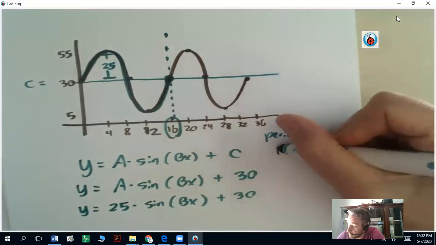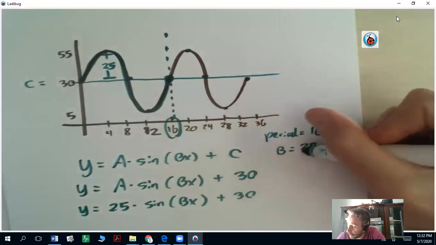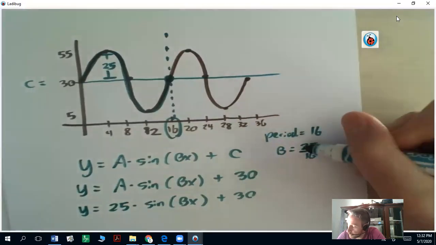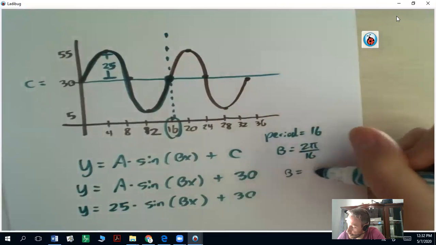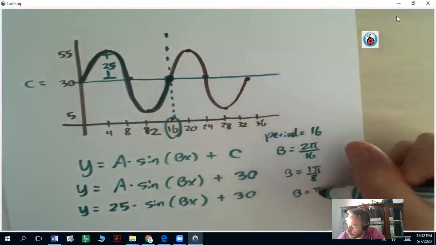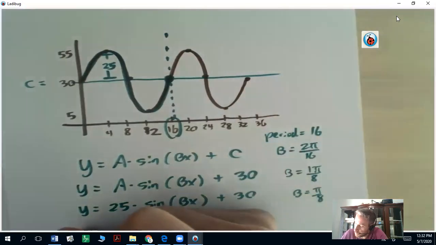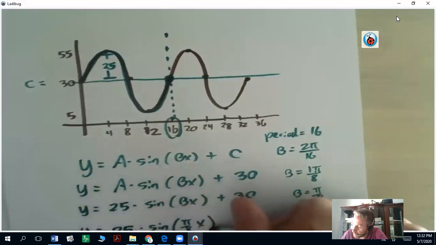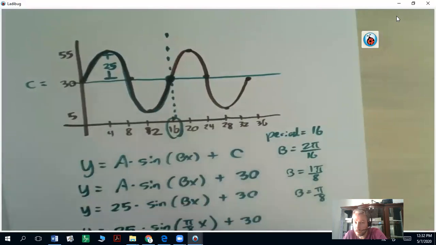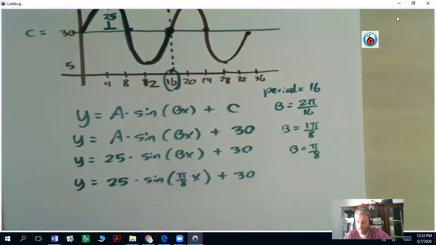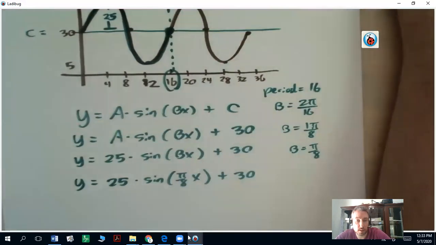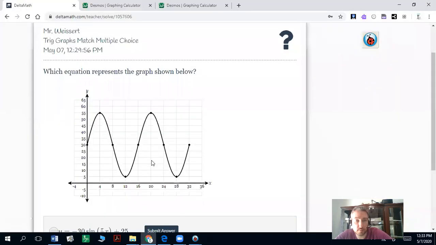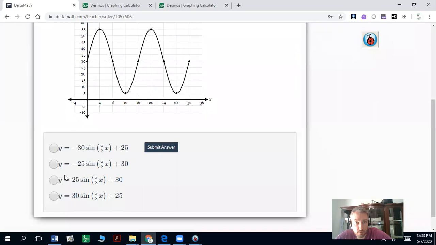So the b value is going to be 2 pi divided by 16. And 2 and 16 reduce to 1 over 8. So we can say pi over 8. So we would say y equals 25 times sine pi over 8x plus 30. And let's enter that in and see what we got.